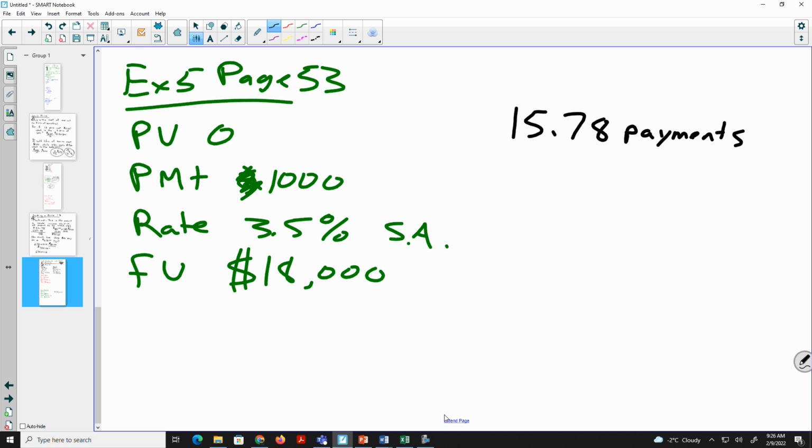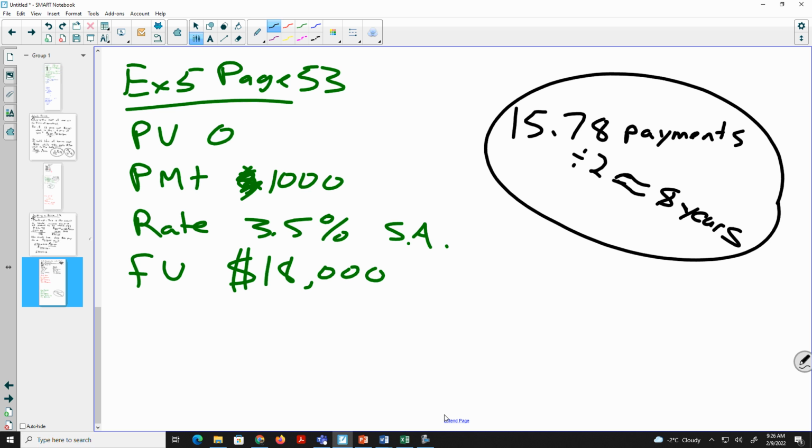And he's doing that twice a year, so if you divide this by 2, you should get like 7.5, just about 8 years. Let's go roughly. This is how many payments you're making, right? And he's making payments twice a year. So you divide it by 2, and that tells you how many years it's going to take him. I want to highlight here, it took him 8 years to save up for a down payment on a house.